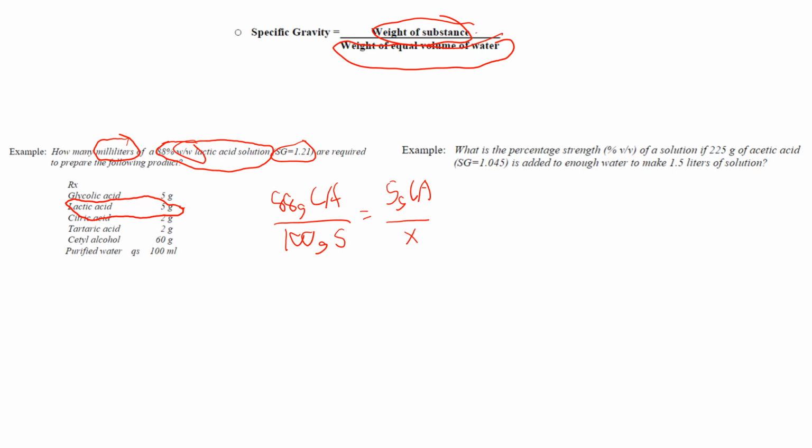So what we can do is we need to isolate x. So we can multiply x through, and then we can divide by 88 and multiply by 100, because this will essentially allow us to isolate. It's just solving a proportion.